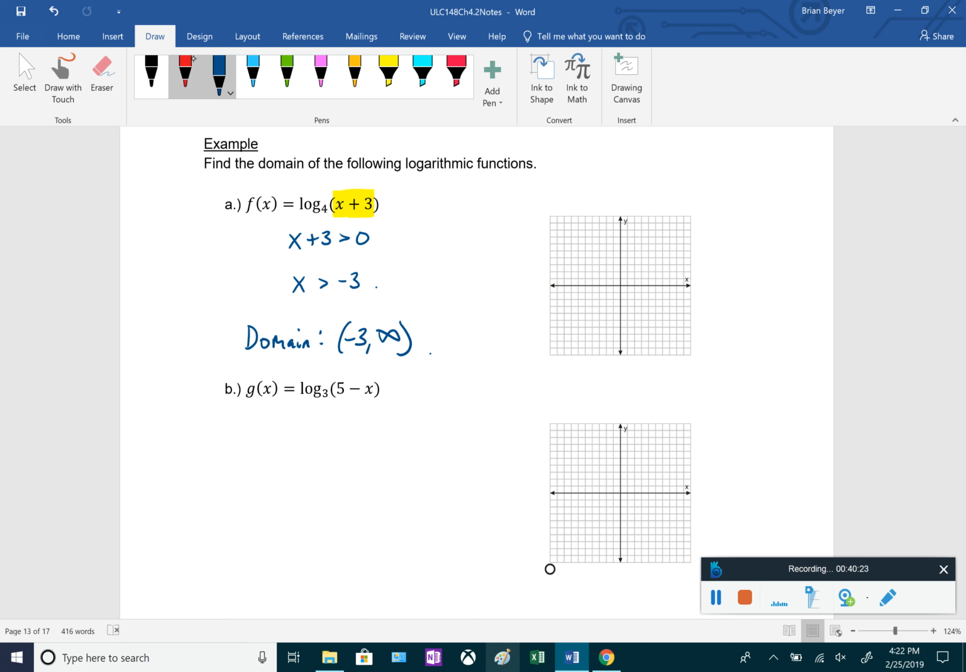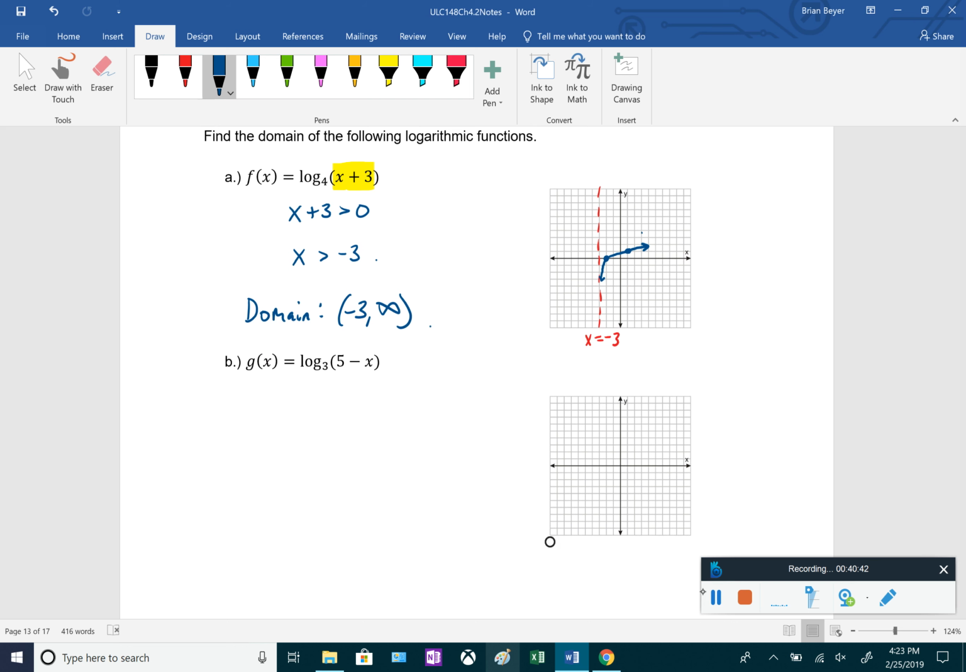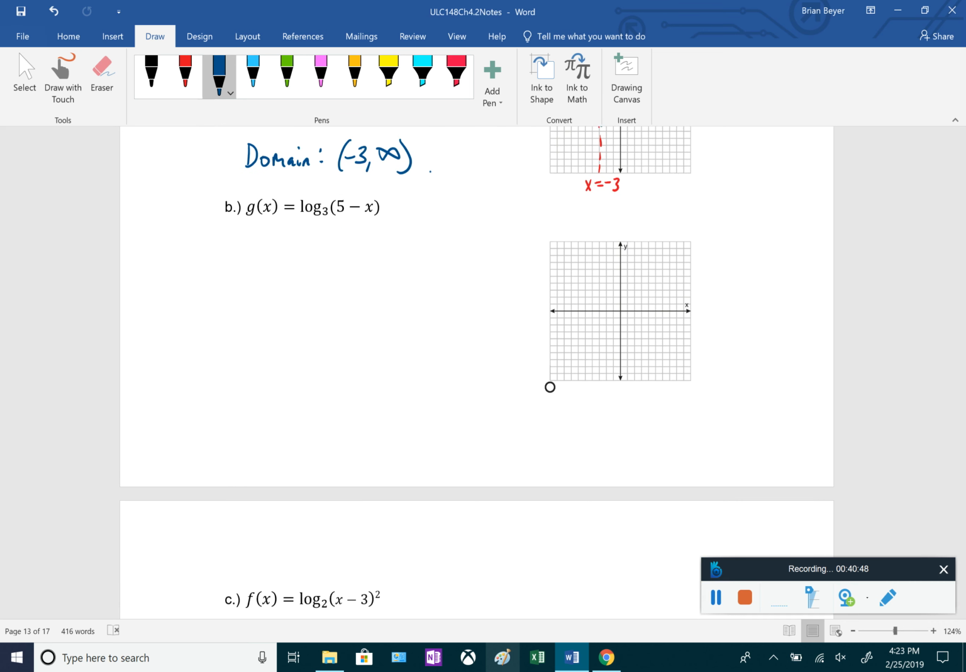So graphically speaking, if we graph this, it would look something like this. We have a vertical asymptote here at x equals negative 3, and it would look something like that. So you can see that it exists for x values that are greater than negative 3.